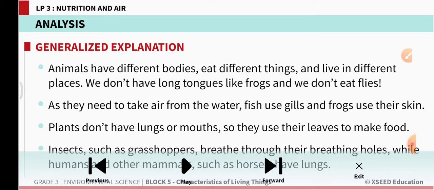What did we understand from this? So all the animals have different types of bodies, and they eat different things. They live in different places. Some of the animals take air through water and they use gills. Plants don't have lungs or mouths, so they make their own food. Insects such as grasshoppers breathe through their breathing holes, and humans and other animals have lungs to take in the air, right.